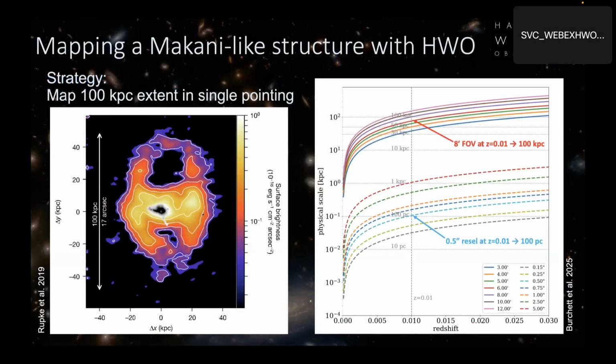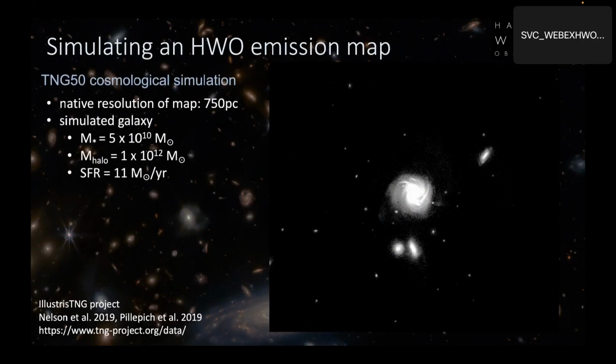So these are physical distances subtended by various angular scales as a function of the redshift. So at redshift of about 0.01, we could map this 100 kiloparsec region with an 8 arc-minute field of view MOS instrument. Thinking about spatial resolution, possible spatial resolutions are shown with the dashed lines. At half an arc second resolution, that resolves 100 parsec scales. So a really incredible view of the CGM.